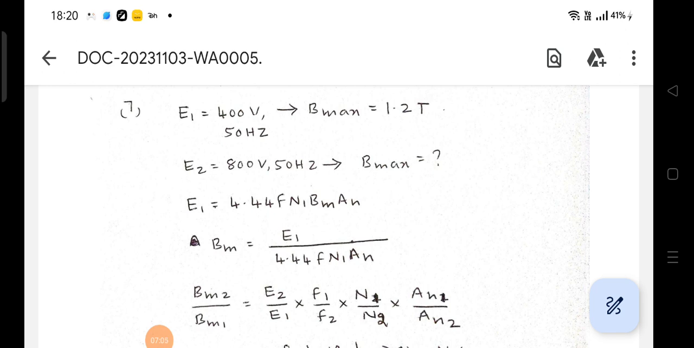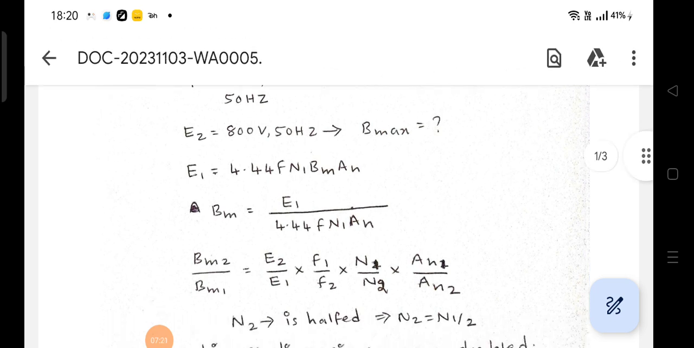Okay, next, that induced EMF changes to 800 volts, 50 Hz. What is the maximum flux density? Okay, when linear dimensions are doubled. Linear dimensions are nothing but length and breadth. Now see here, from this EMF equation, E1 = 4.44 F N1 Bm An, right? From this equation, the Bm value can be written as E1 by 4.44 F N1 An, right?